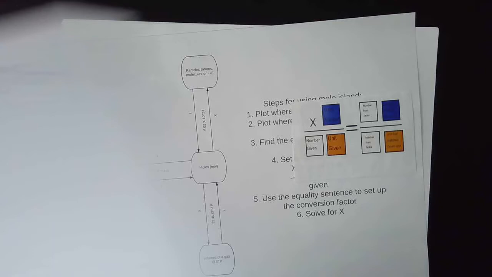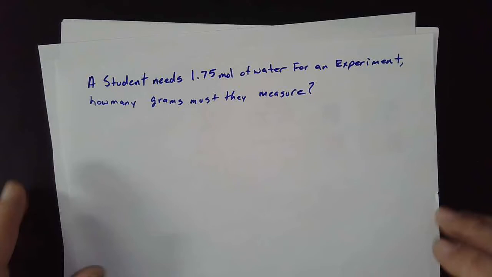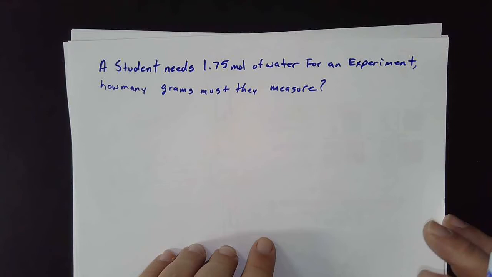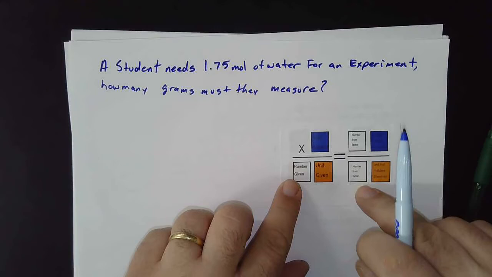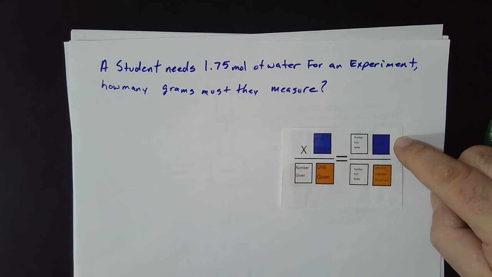So let's do an example of how to use this. We're going to start by saying a student needs 1.75 mole of water for an experiment. How many grams must they measure? So I'm going to take this little hand card here, and I'm going to see that wherever it says unit wanted is blue, and wherever it says unit given is orange.